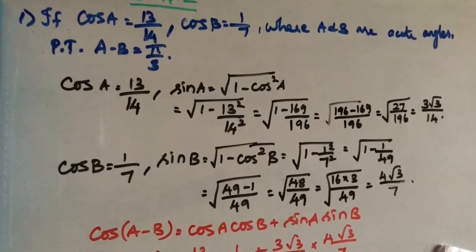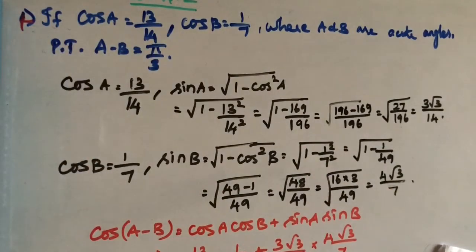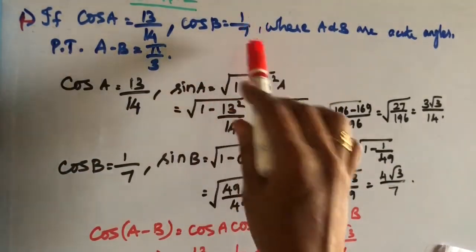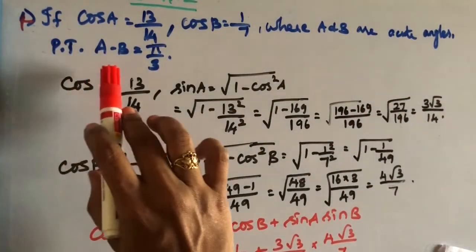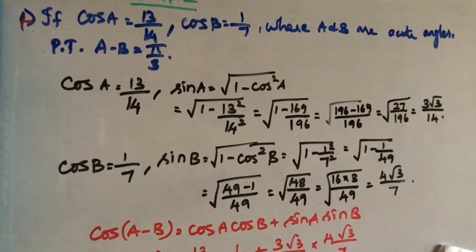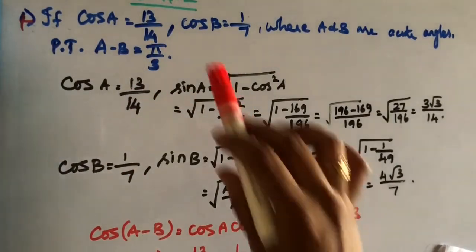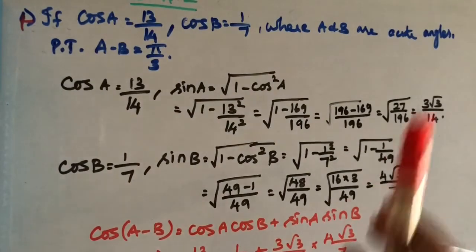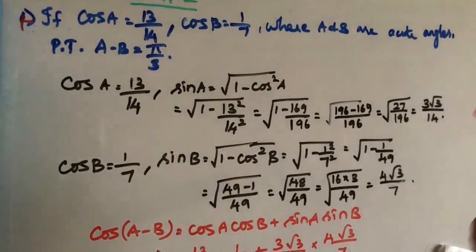Fourth problem. If cos A equal to 13 by 14, cos B equal to 1 by 7, where A and B are acute angles, prove that A minus B equal to pi by 3. So cos A equal to 13 by 14 is given, cos B equal to 1 by 7, and it said that A and B are acute angles. So A and B lie in the first quadrant, so no need to worry about the sign.